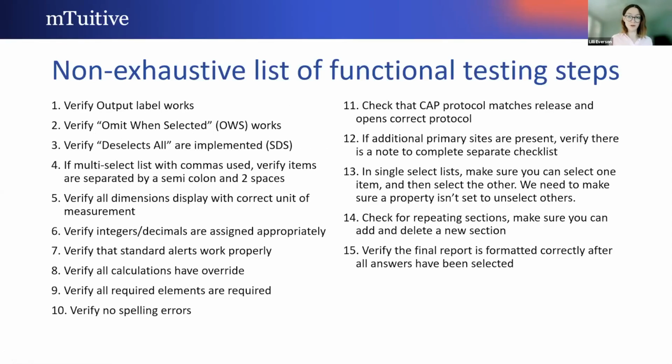Here I wanted to show you a non-exhaustive list of functional testing steps. So this has a lot of mTuitive jargon in it, and most of it may not make sense to the average viewer, but what I wanted to demonstrate here is that we have a very long and very specific procedure list to go through with every single checklist to make sure that certain properties, certain outputs, for example, how the report looks when you preview it or when you submit it, are correct. We make sure that if the CAP says that it should be a multi-select or a single select, or that selecting a certain answer should deselect all the other answers, that we are adhering to that, making sure that if we allow you to enter in free text, that the type of text that we are allowing you to enter is correct, for example, a number versus a string, and just making sure that there's no spelling errors, that all of the required elements are actually required in the checklist.